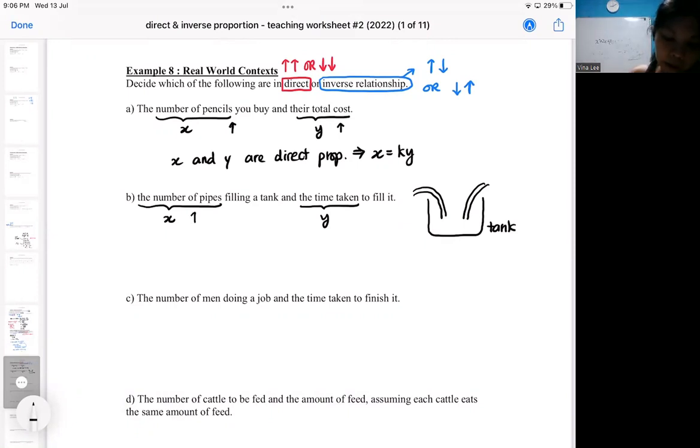So you got more pipes, you will take less time. That means there are more people helping you to fill up the tank. So in such a case, X and Y are inverse proportion. From here, you can set up the algebra.